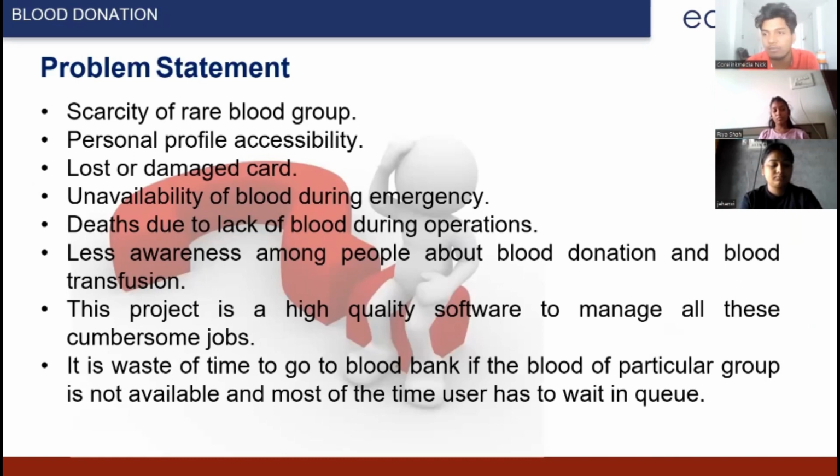So this was the problem statement that we had come up with, checking out the research and everything: the scarcity of red blood groups, personal profile accessibility. People do not have a personal profile of their blood. Lost or damaged cards. If they did have a card in the past, they have lost it or damaged it, so that becomes a problem. Unavailability of blood during emergency. When there is an emergency, people are not able to get a hold of the blood that they need, which is a huge problem. And that's due to the lack of blood during operations, and less awareness among people about blood donation and blood transfusion.